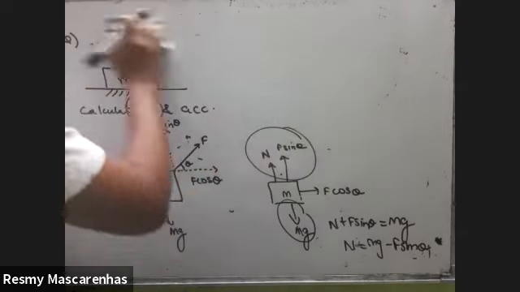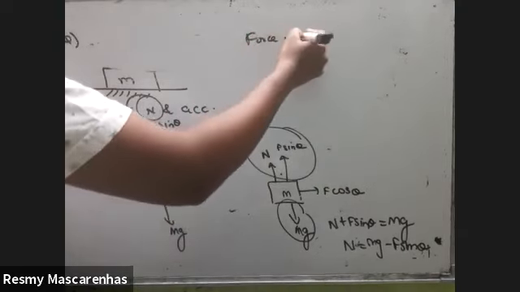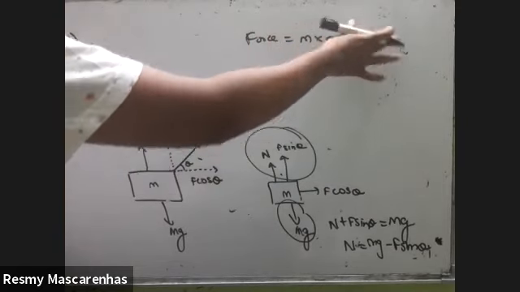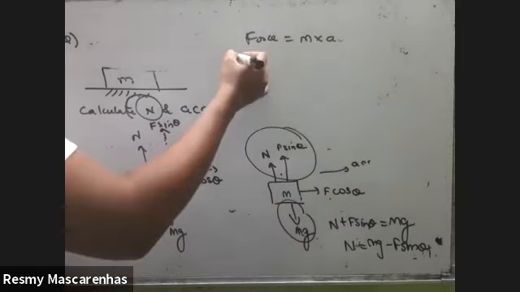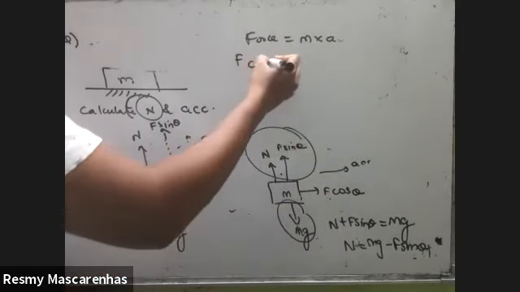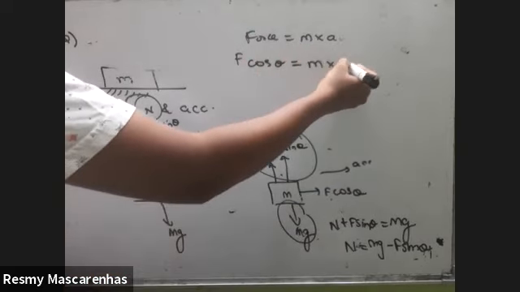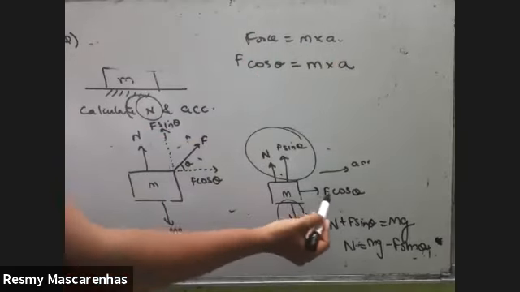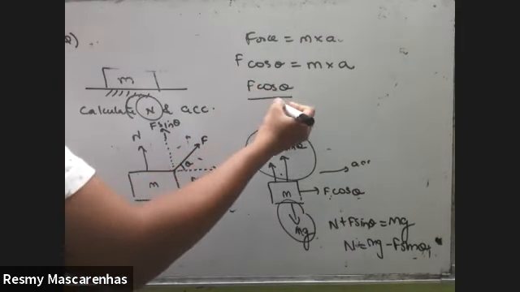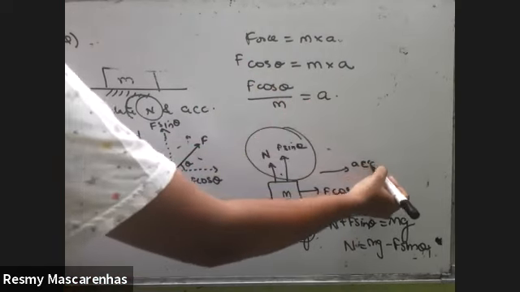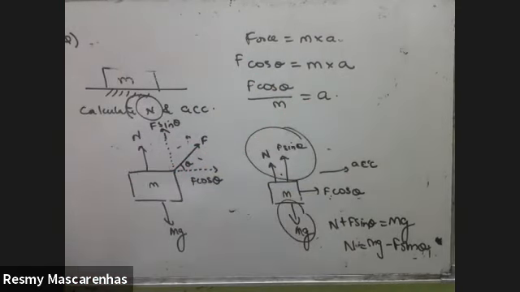I want to calculate force. Force is nothing but mass into acceleration. Your horizontal acceleration is in this direction. So what is that force? Force is nothing but your F cos theta. So now the acceleration horizontally is F cos theta divided by m. So that's the answer. If it was given in terms of values, you have to substitute the values.